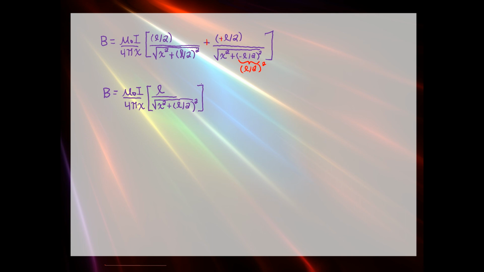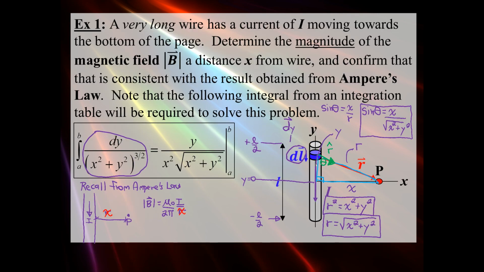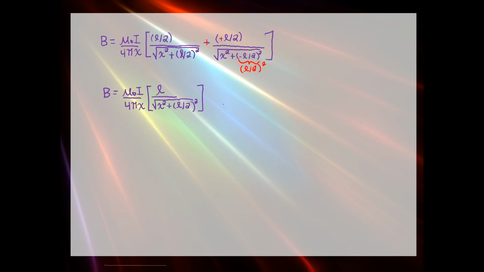Now, this doesn't quite look like the equation for Ampere's law. So the Ampere's law equation should be mu naught I over 2 pi x. Well, here's where you need to use another piece of information. It says that the wire is very long. So what that means is that the length of the wire is way bigger than the distance that point x would be away from the wire. So we can actually do a simplification of the equation if we account for this.